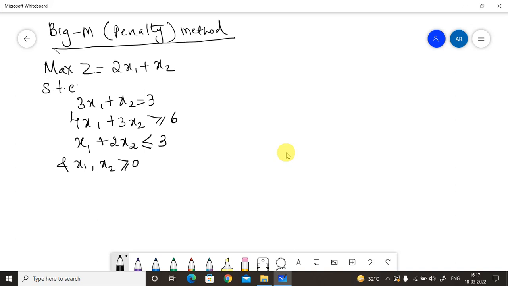Now in this problem we have one equal to symbol, one greater than or equal to, and another one less than or equal to. There are certain limitations for the ordinary simplex method, wherein the greater than or equal to symbol cannot be solved using the normal method. So we have to go further using the big M or penalty cost method.